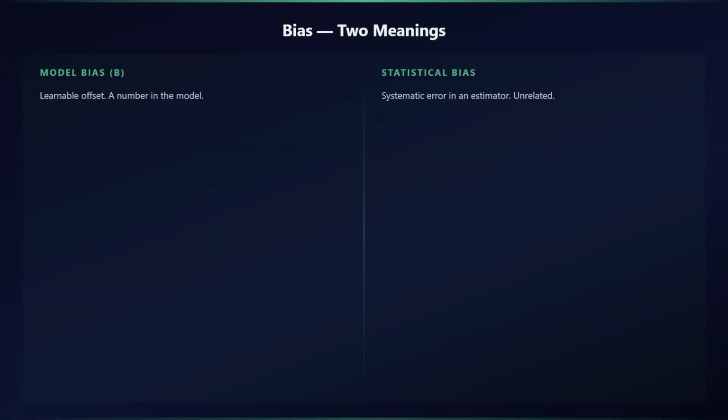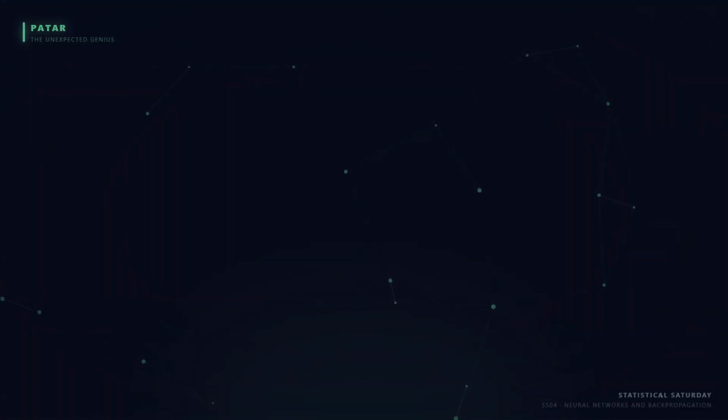And statistical bias is different. Completely different, same word. The bias parameter b is a number in the model. Statistical bias is systematic error in an estimator. They are not related. If you have been confusing them, stop now.